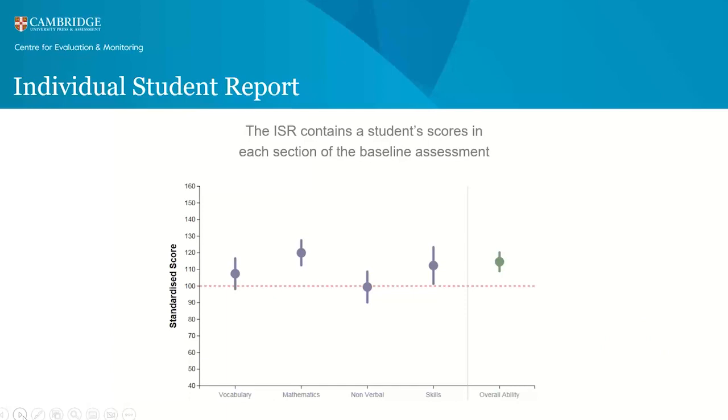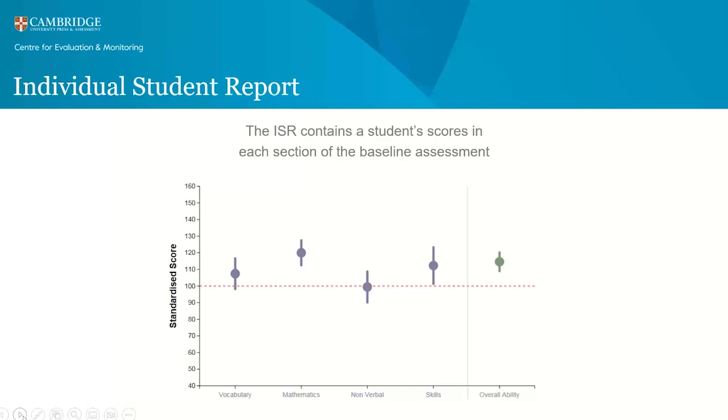And yeah, as I mentioned, sometimes it's better to be able to see this as a visual representation. So we do have individual student reports as well, which will show the scores for a student in each section of the baseline assessment, with the national average standardised at 100, and you can see where their scores lie compared to the average line there as well.